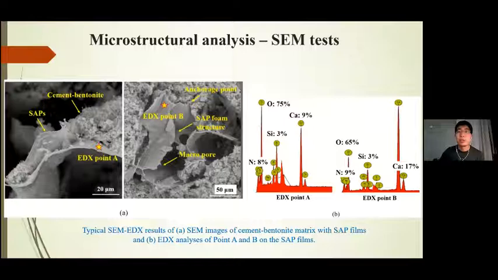And we also did the SEM analysis, and we can see here that the cementitious particles are basically wrapped by SAP polymer films, and that basically acts as a bridge between different cementitious particles. And we also observed very good bonding between the SAP polymers and the cementitious matrix.